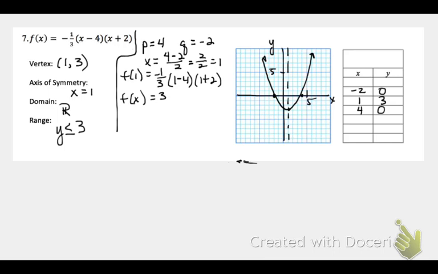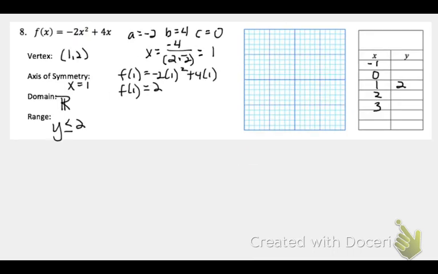So the graph will open down. Make sure you dash in the axis of symmetry, which is right where x equals 1. And notice that it is a little wider than the parent function because of the 1/3. Since the graph opens down, that means the vertex is the highest point, so this graph has a maximum.